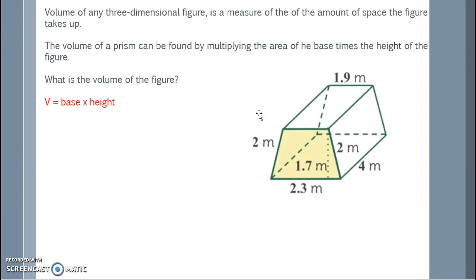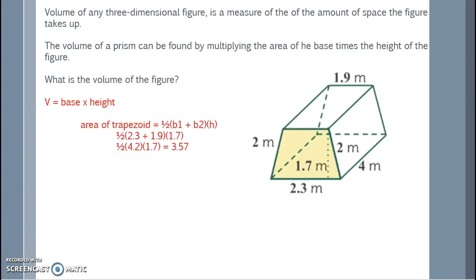Let's find the volume of this trapezoidal prism. So notice our base is a trapezoid. So we need to find the area of a trapezoid, which is half times the base 1 plus base 2 times the height of the trapezoid. So half times 2.3 meters plus 1.9 meters times the height of 1.7 meters. That gives us half times 4.2 times 1.7, so 3.57 square meters for the trapezoid. We need to take that times the height of our prism, or the length in this particular case, which is 4 meters.